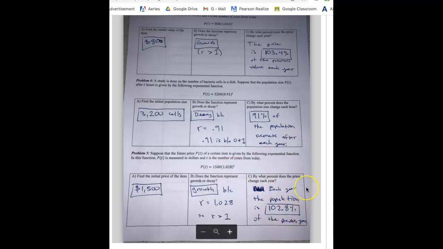So hopefully you're seeing some themes here, some patterns where every time it's growth, it's over 100%, right? It's growing, it's more than the previous. So the only way to get more than the previous value is to take more than 100%. And then also, if it's less than 1, it's decay, and your percent is less than 100%, less than the previous total. So hopefully this helps.